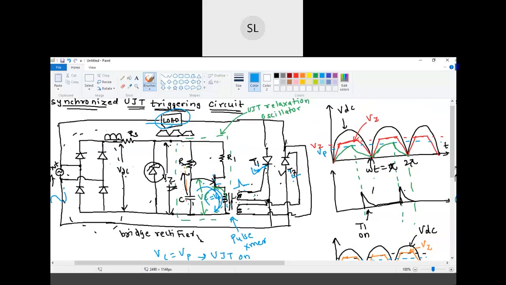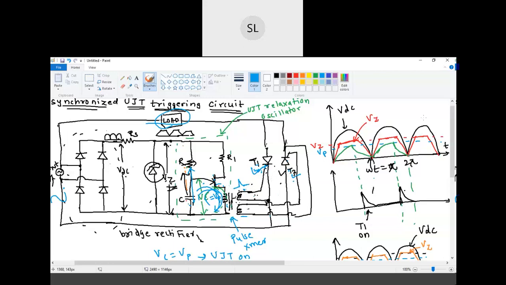Again, the capacitor will start charging through this resistor R. Once the voltage across this capacitor reaches the peak point voltage of this UJT, this UJT will be turned on. Once this UJT is turned on, the capacitor will start discharging through this UJT and the primary of the pulse transformer, which will give rise to a pulse at the secondary side, and this pulse will be provided as gate signal to this thyristor T2. Here the pulses have been given to the gates of the respective thyristors so that they will be turned on during that particular half cycle.